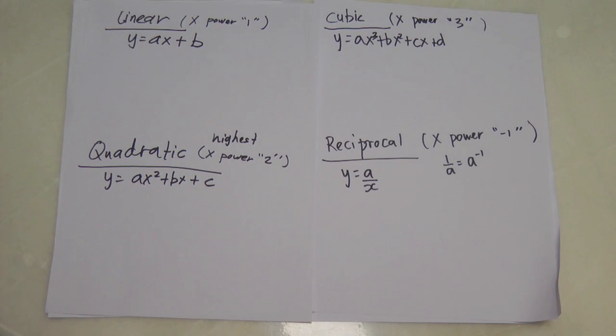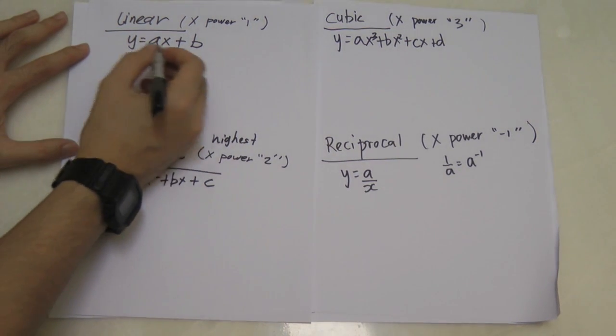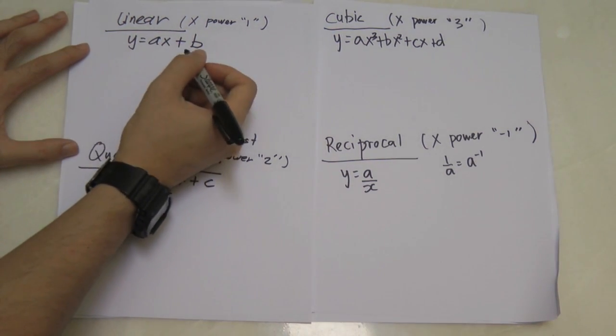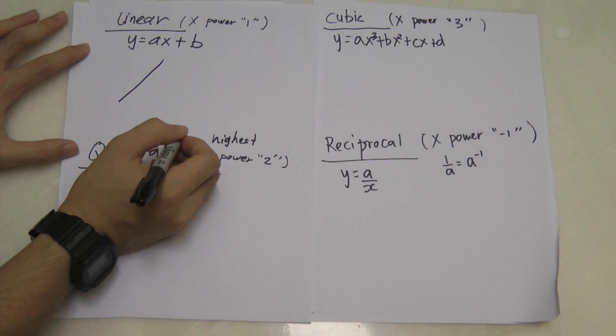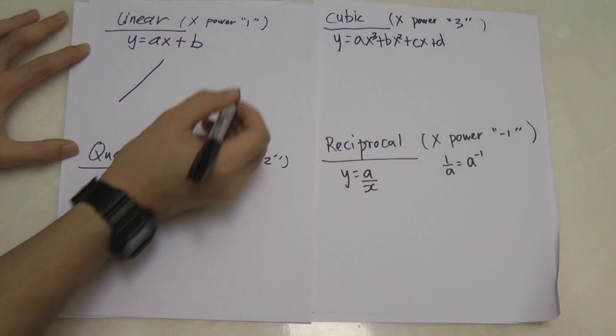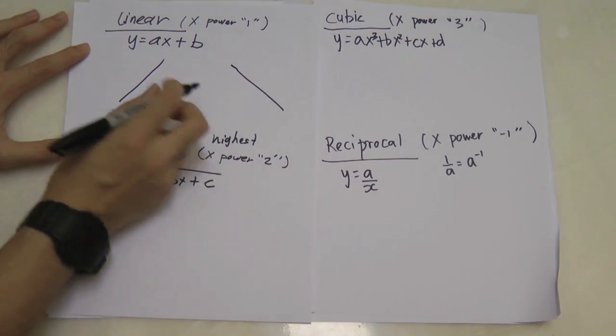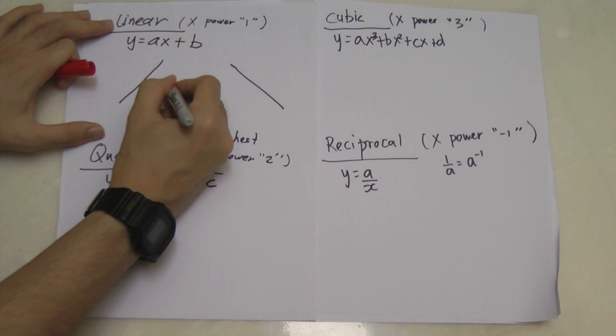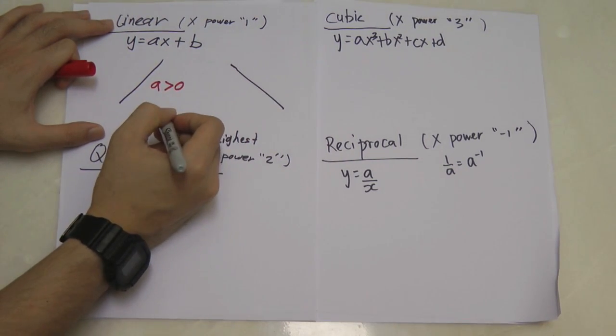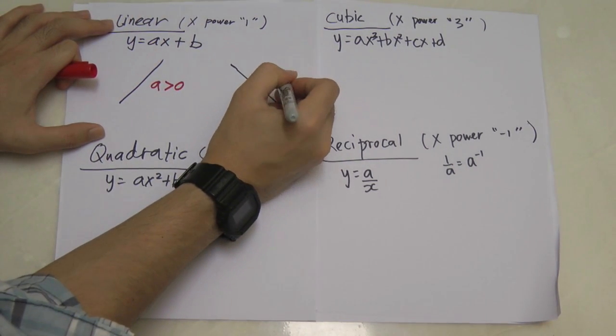Then what I want you to know is the pattern of the graph. Let's say for the linear graph, if a is positive, your graph will look like this pattern. If a is negative, your graph will look like this pattern. So I repeat one more time: this one is when a is bigger than 0, which means a is positive. This one is when a is less than 0.